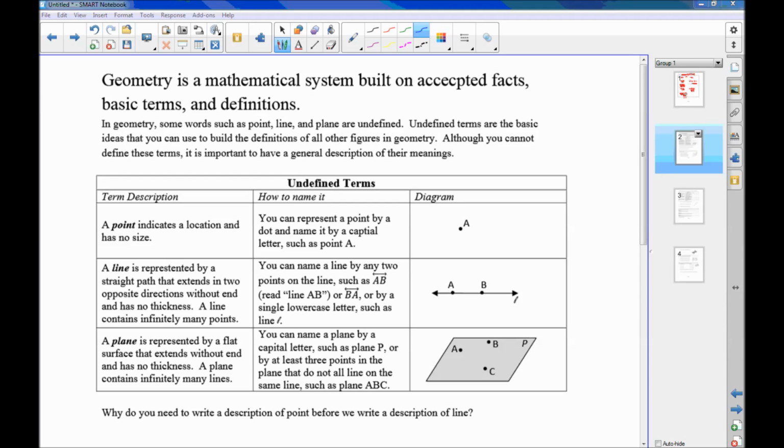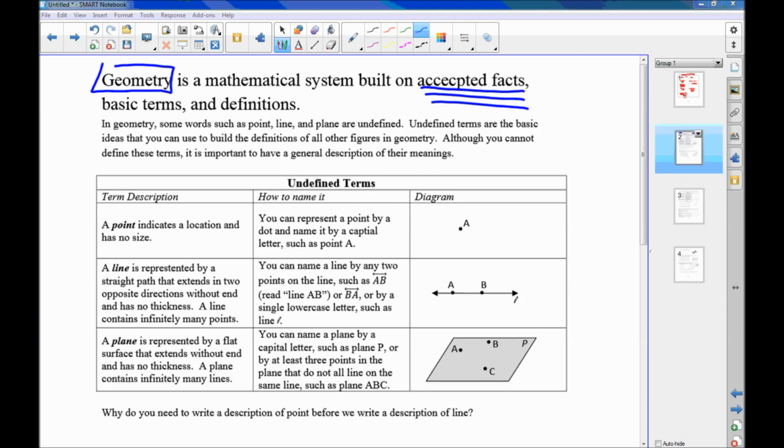Okay, if you look in your math book, you're going to find the following definition. Geometry is a mathematical system built on accepted facts, basic terms, and definitions. Okay, so this accepted facts is important here. We're going to have to accept a couple facts before we can start building the language of geometry. And then we use those accepted facts and basic terms to build definitions. Okay, so we have to accept these facts first.